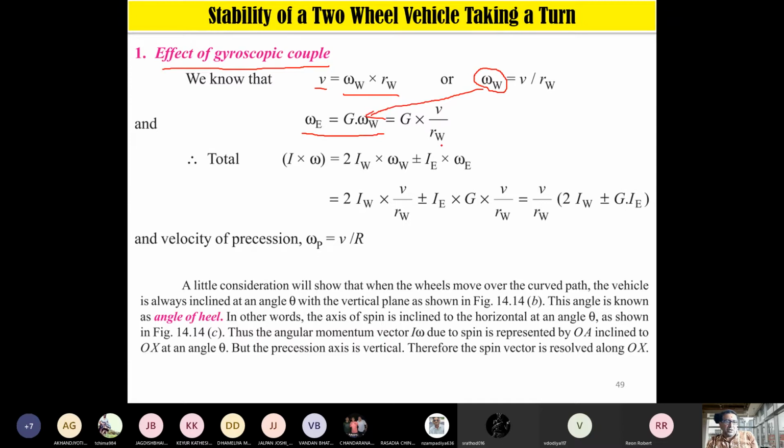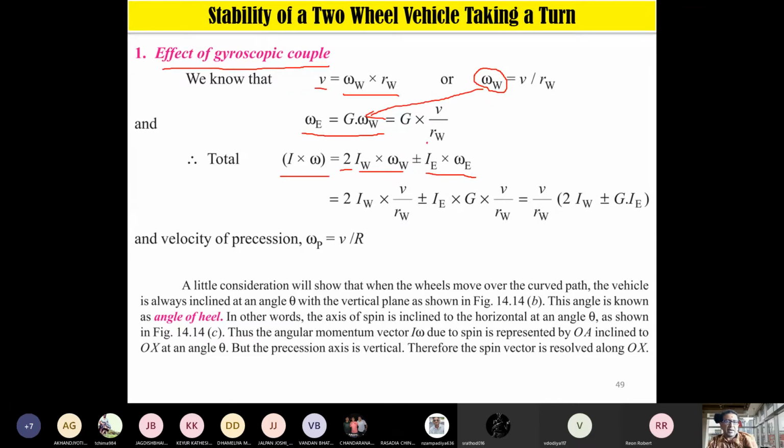So it is G into V by RW. The total gyroscopic couple is equal to I omega. Not the gyroscopic couple, but the total of I omega. There are two wheels, so 2 into I omega, that is IW into omega W, and there is one engine, so it is IE into omega E, plus or minus. If it is the same direction, plus; opposite, minus.